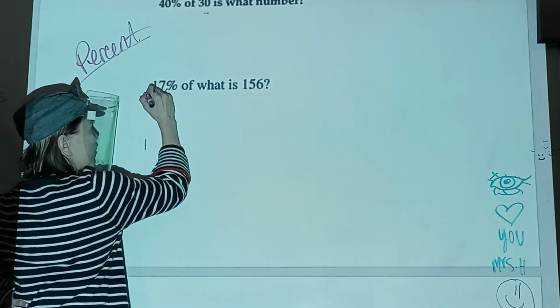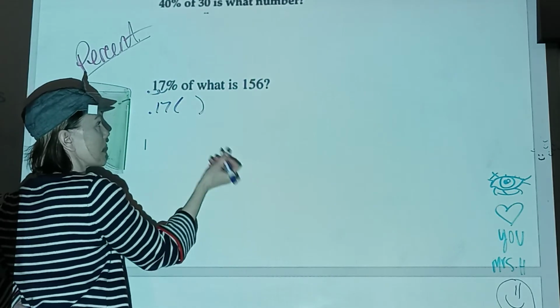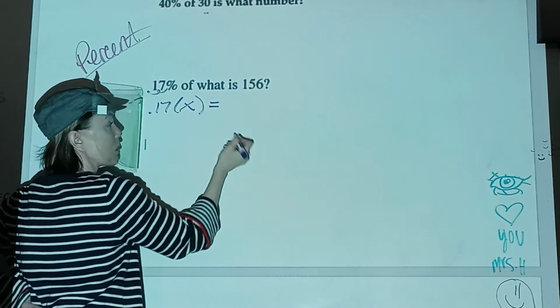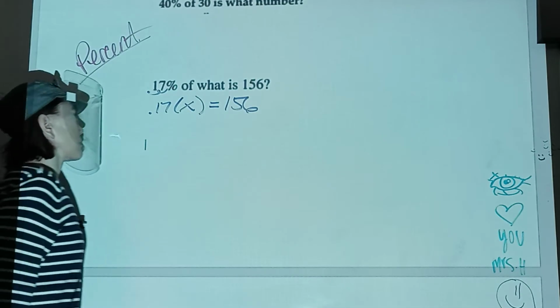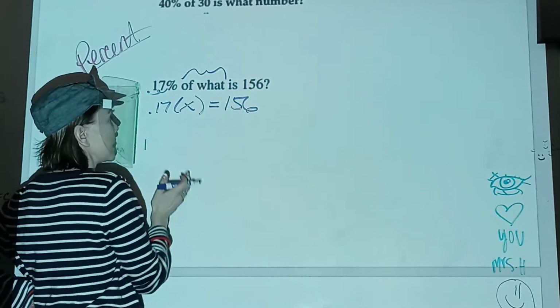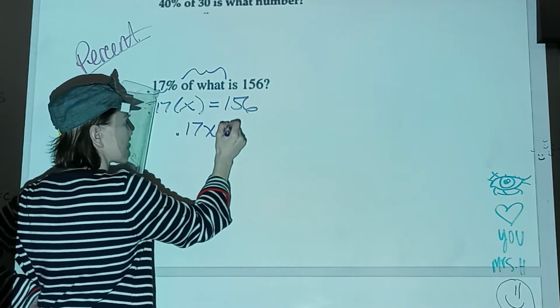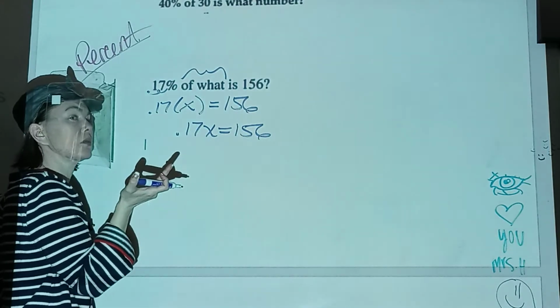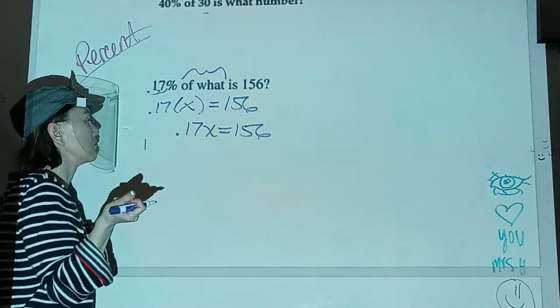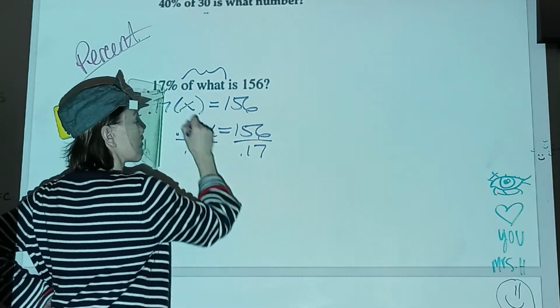Decimal 1, 2, right? Move the decimal 2 spaces. 0.17 of means open parentheses. X means what? Is means equals 156. There you go. And if you know that of means times X, you can do the shortcut and just do 0.17x, because 0.17 times X is 0.17x. What's the only step we have to do, Nina, to solve for X? Divide by 0.17, right? We're solving for X.